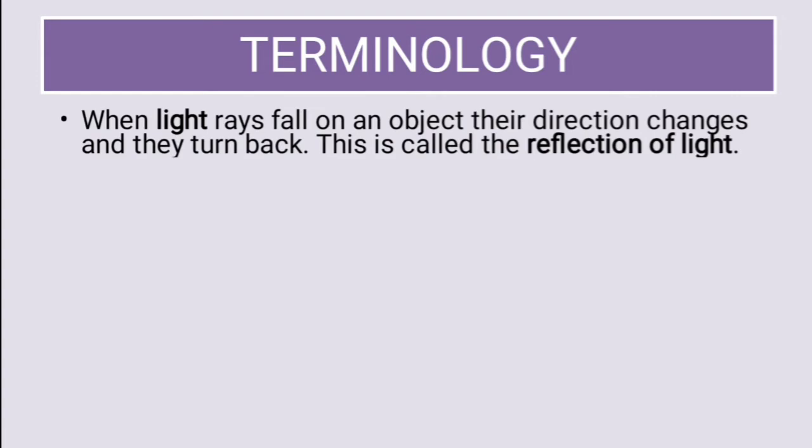Then the next term is reflection of light. So what is reflection of light? When a light ray falls on an object, the direction changes, and it turns back. This is called reflection of light. I repeat, when a light ray falls on an object, the direction changes and it turns back. This is called reflection of light.